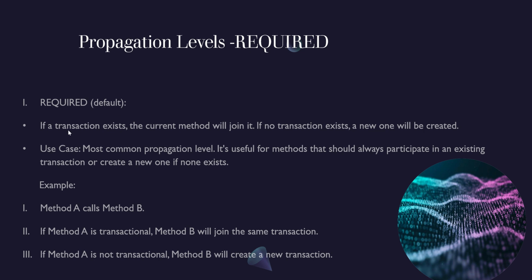propagation required ones. In this case, if a transaction exists, meaning A is annotated with Transactional and B is not annotated with Transactional, at that time a transaction is created for A but not for B, and B will join the existing transaction. So we'll look at this practically.